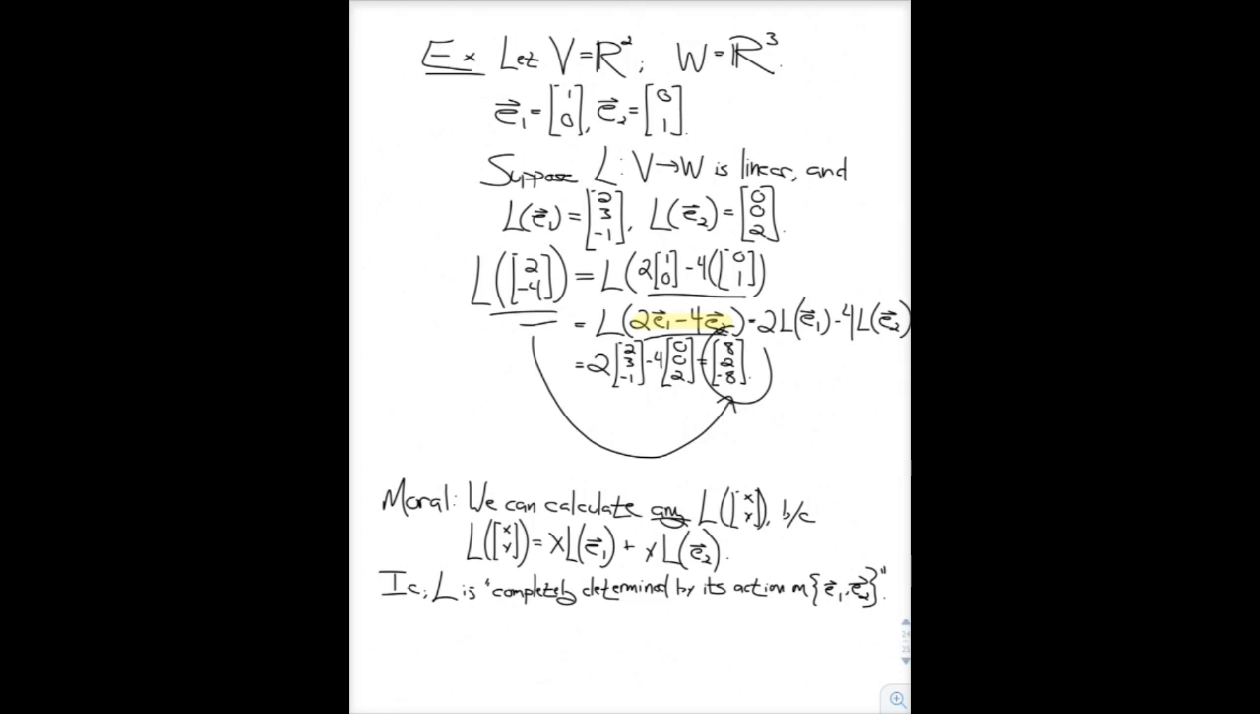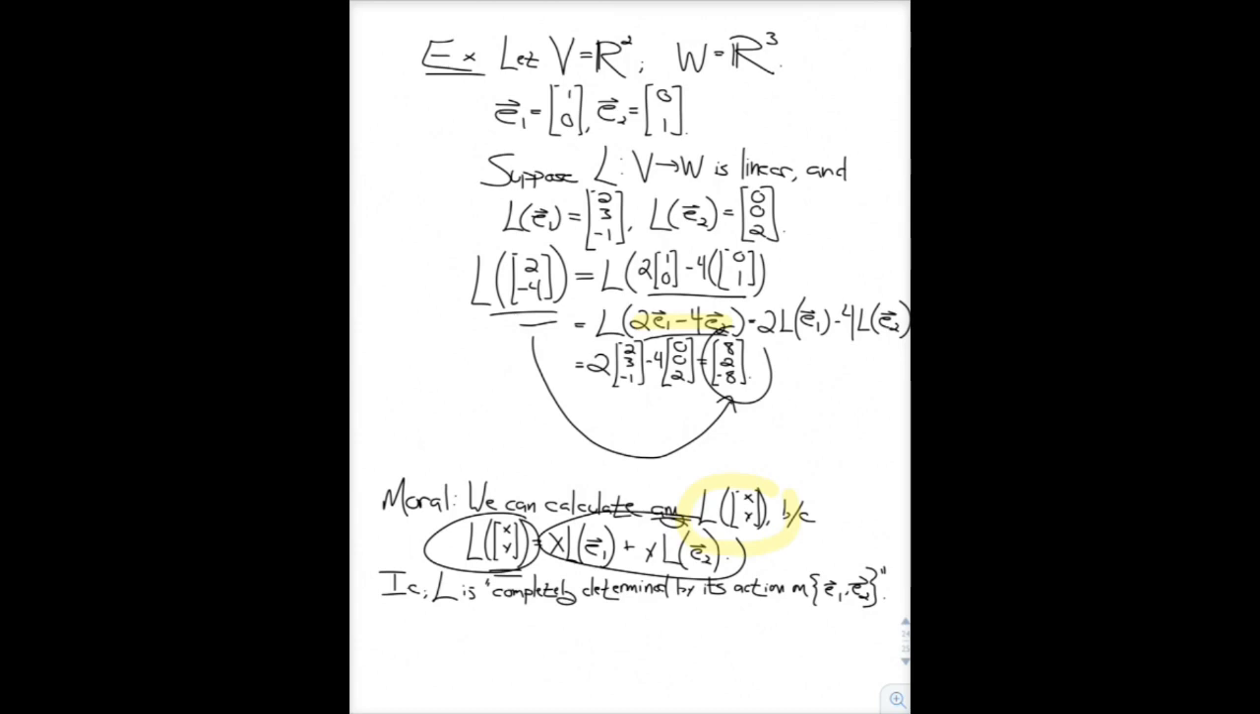Here's that moral written out. We can calculate any expression L of (x, y) because essentially we do the same thing. We write (x, y) as a linear combination of the basis vectors and then invoke the fact that L preserves both addition and scalar multiplication to write this thing as this thing. And again, the language one uses is often this. We say that L is completely determined by its action on this basis.